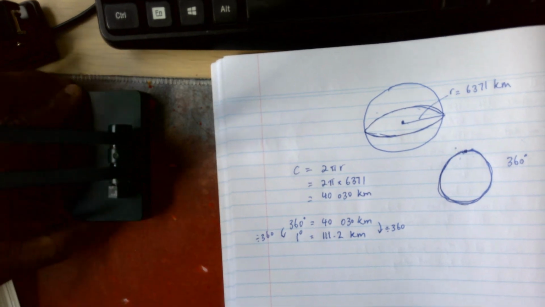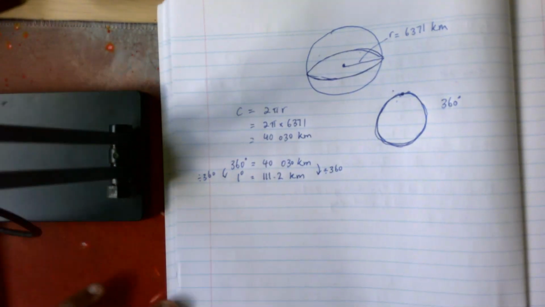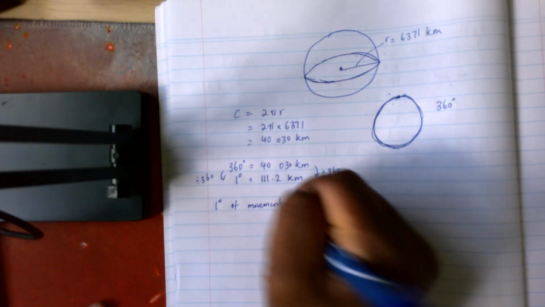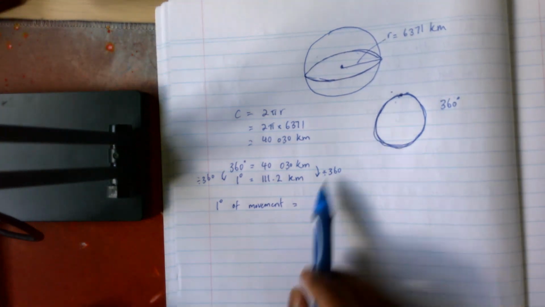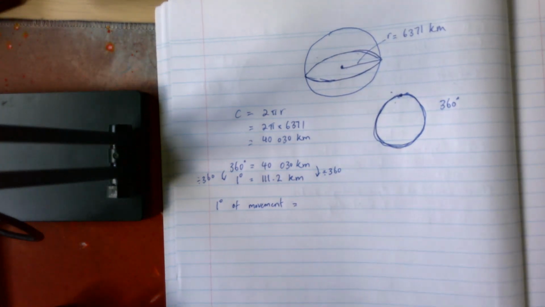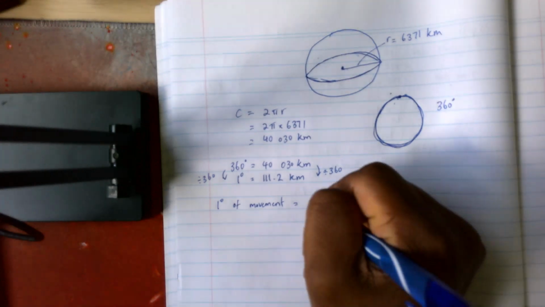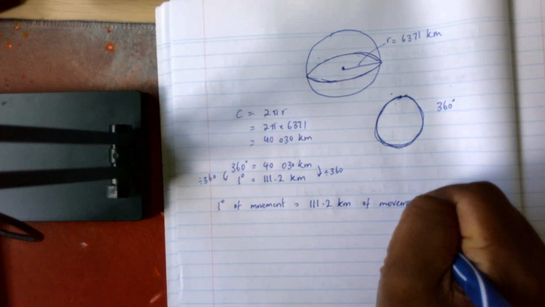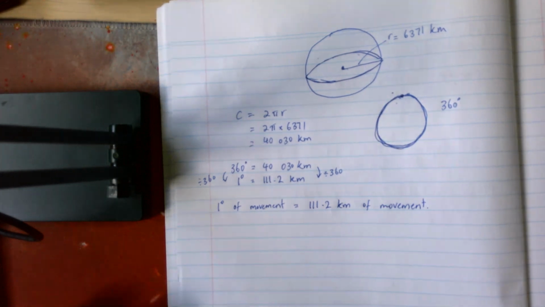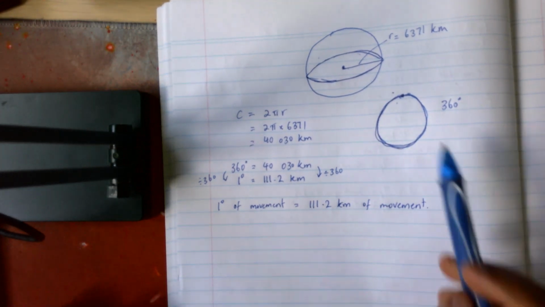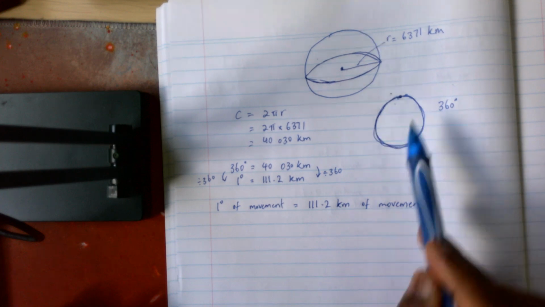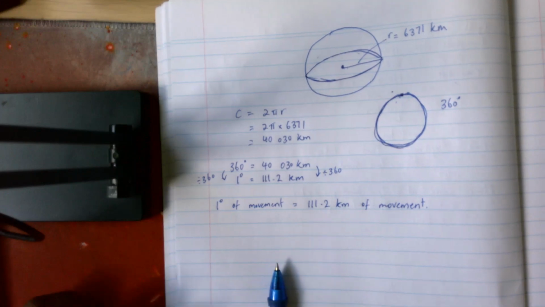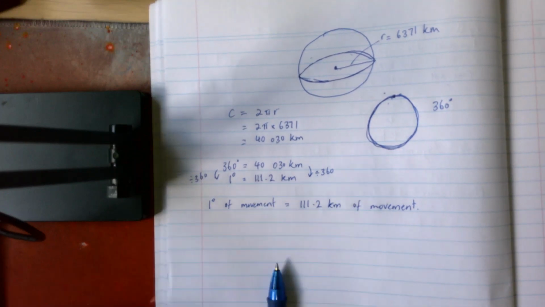So what this means is that 1 degree of movement on the Earth, on this great circle, is equivalent to 111.2 kilometers of movement. So again, if you move 1 degree on this great circle, that's equal to moving 111.2 kilometers on the great circle in terms of a distance amount.